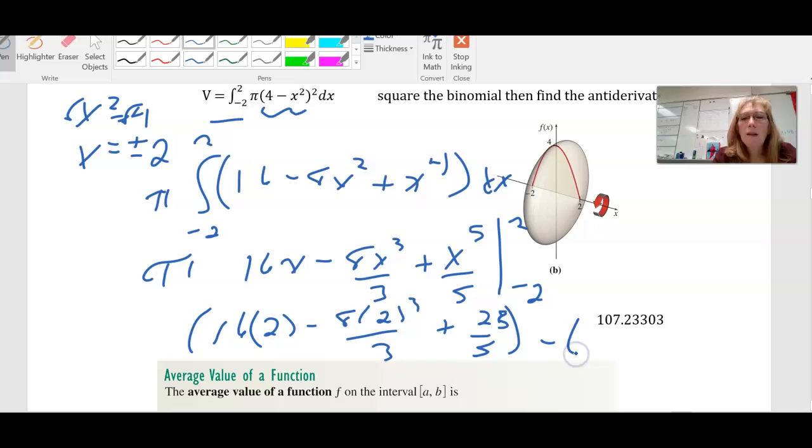Subtract. Now plug in the -2. Minus 8 times -2 cubed plus 2 to the 5th over negative 2. Okay, when you plug that all in, you should get your answer, which was actually given to you right here.